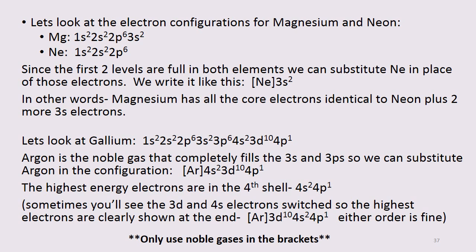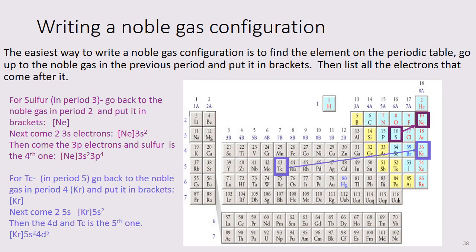But notice those that bold on the bottom, you only use noble gases in the brackets. That's why it's called a noble gas configuration. So I think on the next slide you'll see how you can look at the periodic table and figure it out. All right, so if you look at the periodic table, let's say for sulfur.